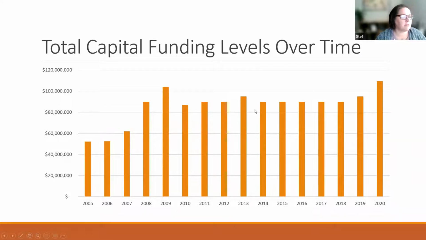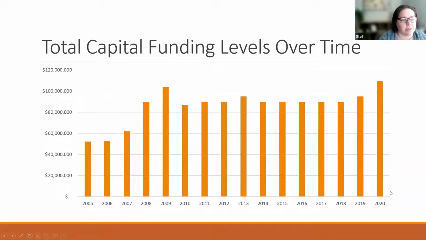Since then, it's been kind of hovering around the $85 to $95 million mark right up until 2020. And that's when it became $109 million annually. And that's where it stayed. We've gotten consistently the same amount every year since 2020, which is amazing considering COVID.